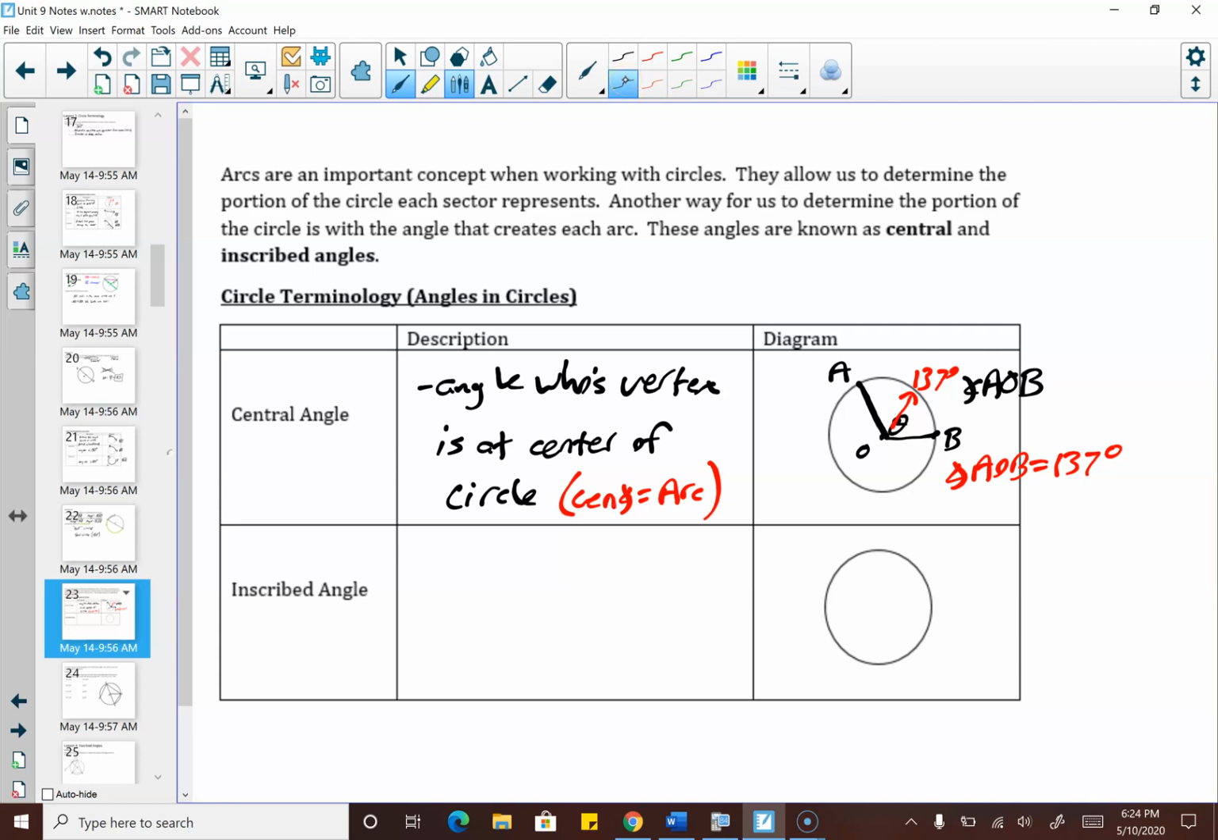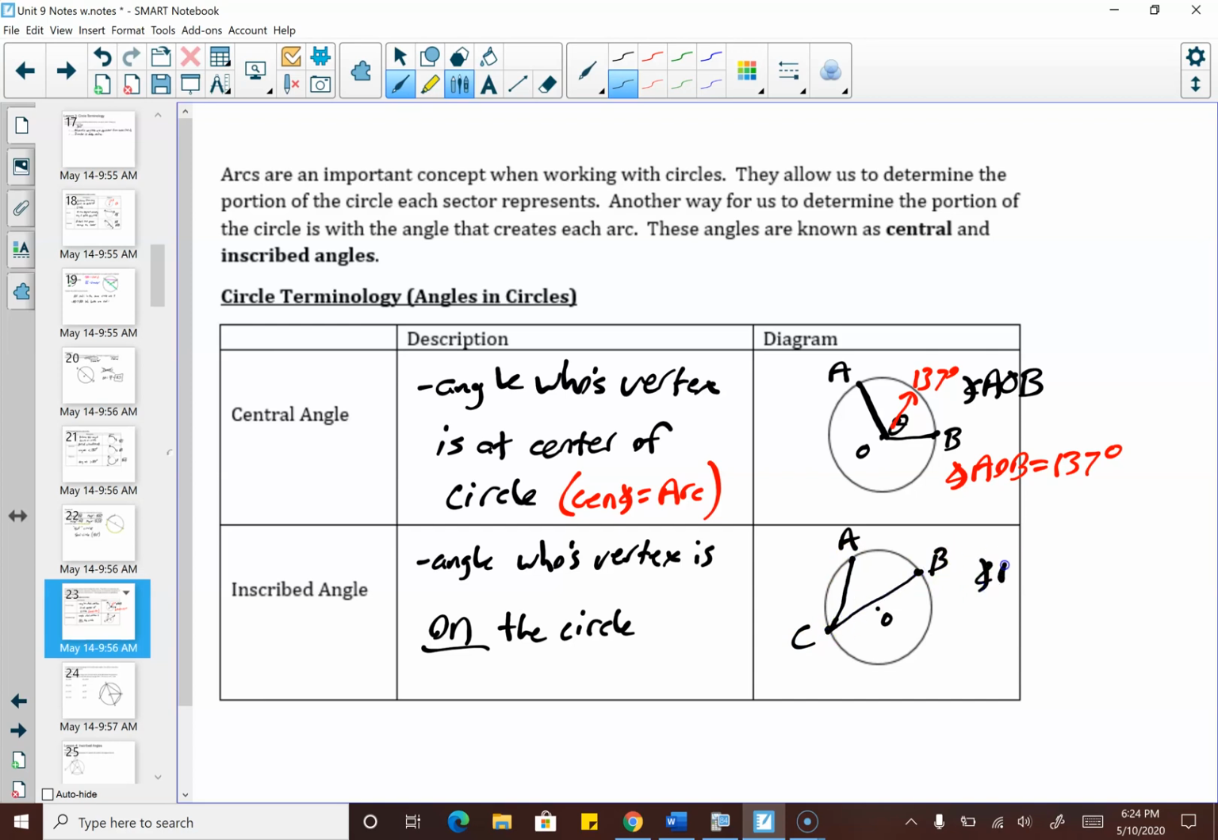So now the second type is an inscribed angle. It's an angle whose vertex is on the circle. I'll put my letter O back in here again for my center. But now I'm going to have an inscribed angle that looks kind of like this. You can see the vertex C, angle ACB, is on the circle. That's called an inscribed angle.